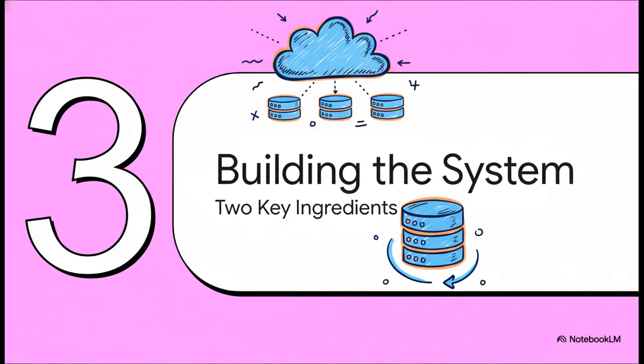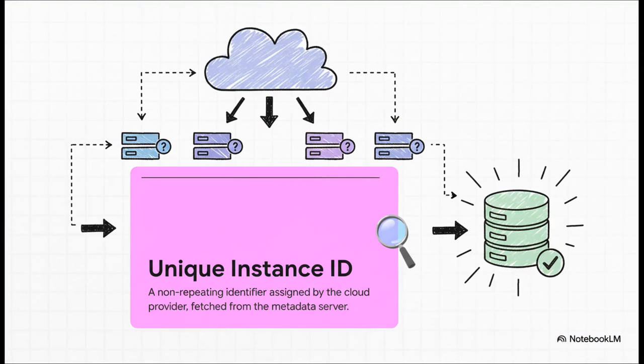Okay, so we have a way for a VM to know who it is. That's cool. But how do we turn that into a fully automated tracking system? Well, it really just comes down to two key ingredients. Let's break them down. So, ingredient number one is that unique instance ID we were just talking about. We grab this straight from the metadata server. And this isn't just any old ID. It's guaranteed to be unique across the entire cloud platform. We're going to use this as the primary key for our records, which completely wipes out any risk of mix-ups or overwriting the wrong server's data.